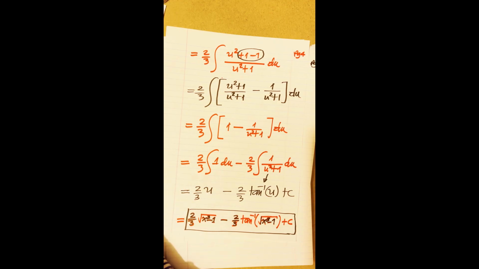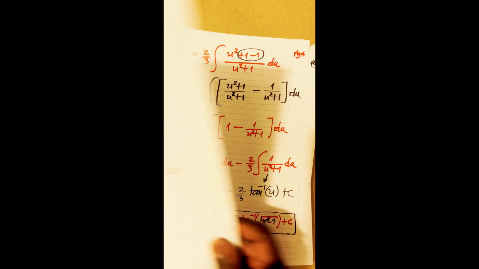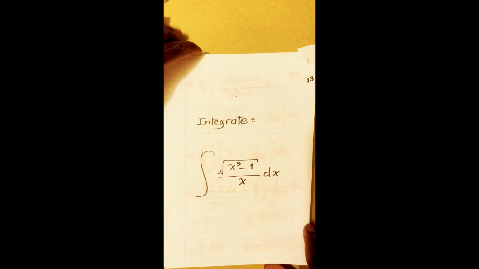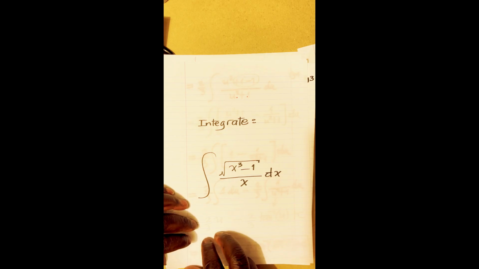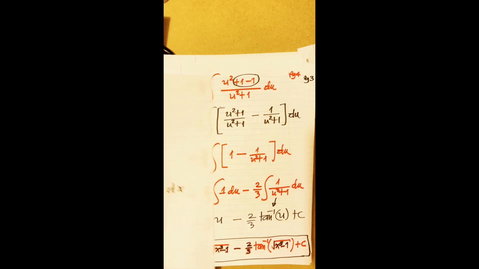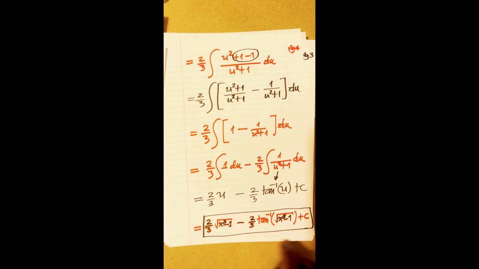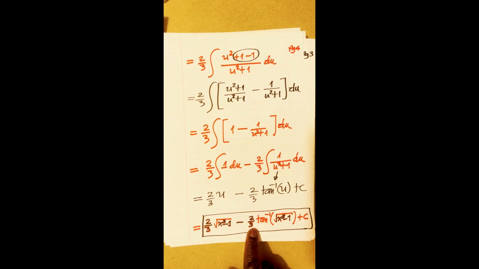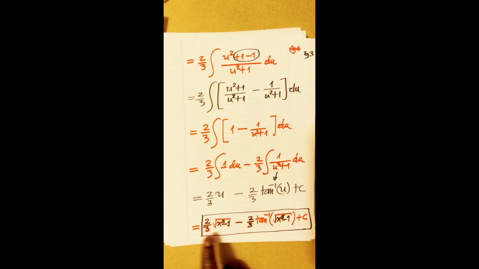Let me just remind you where our original integral is. Hopefully I can get it here. Here it is. There is our original integral that we have been evaluating. And what is our final solution? Well, here is our final solution. There it is over here. That's the final solution. Some people would prefer to factorize this and take out 2/3 as a common factor, but it makes no difference. You can leave it the way it is.